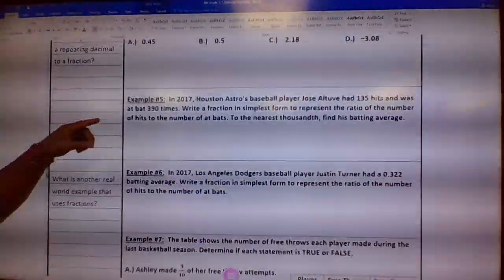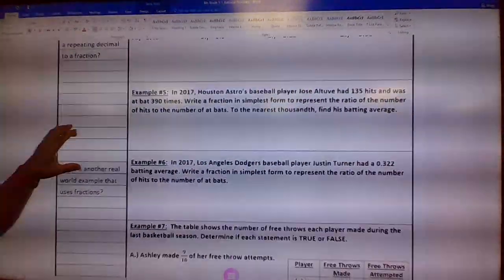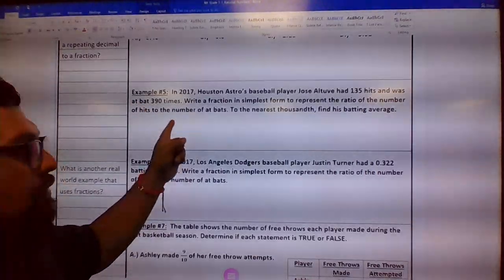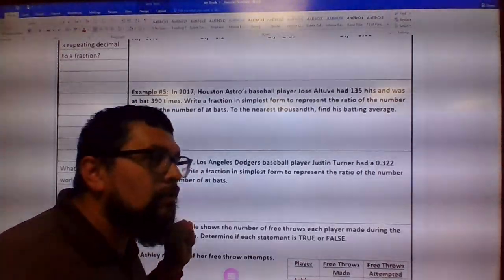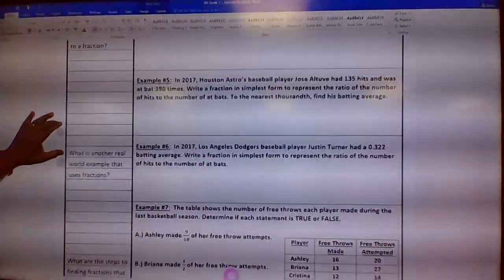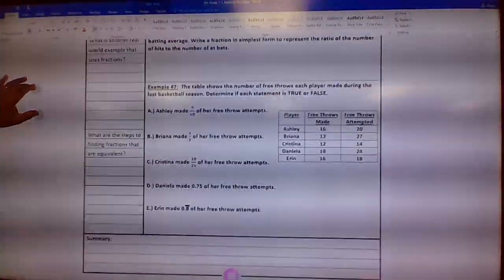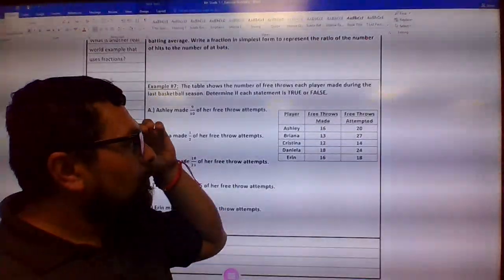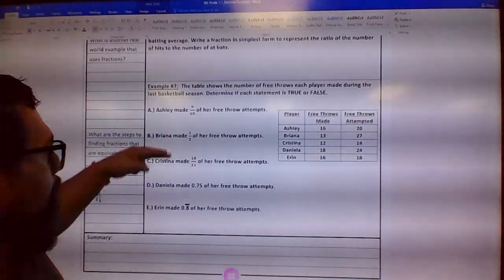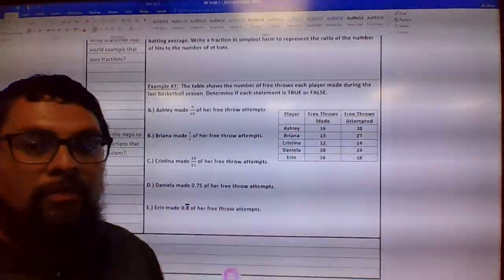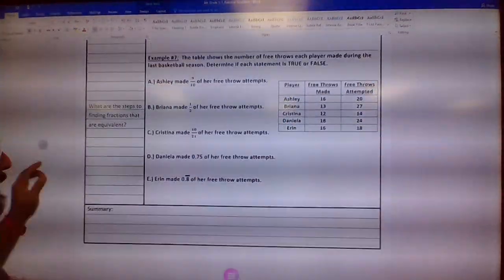We did a couple of word problems on this. We turned this one into a decimal and this one into a fraction. And on the last one, example number 7, we found out if these were the same as what's on the table. We did that, and we did summarize it.